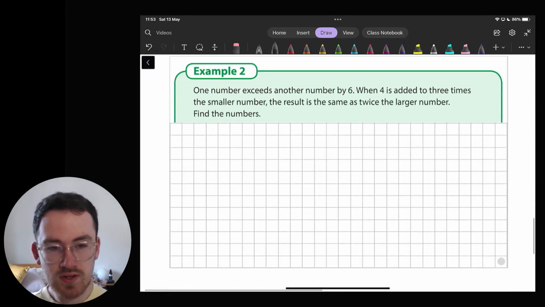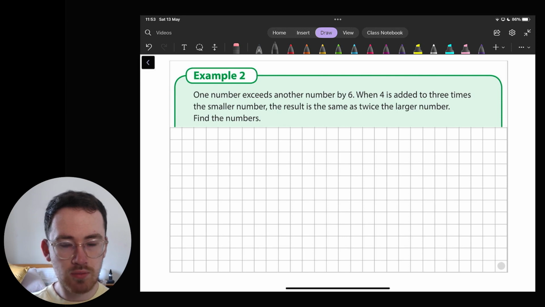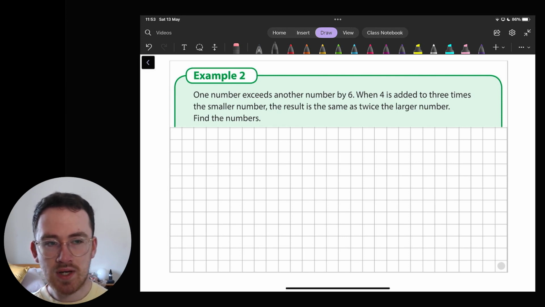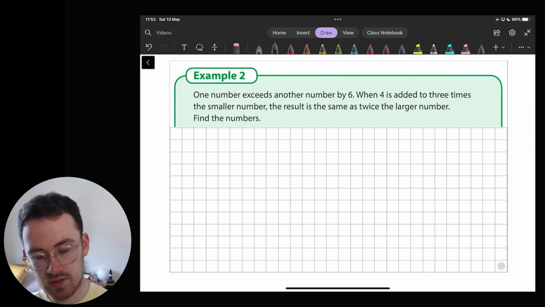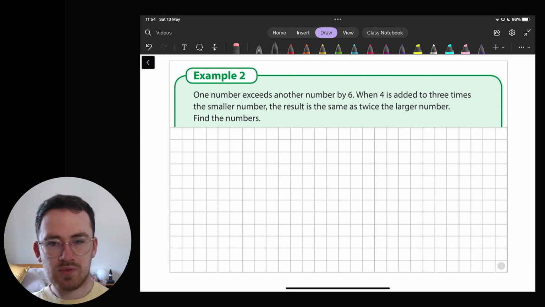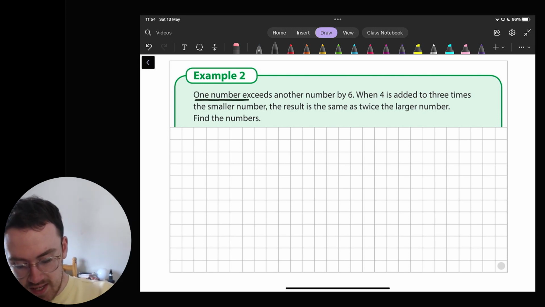So looking at another example now: one number exceeds another number by 6. When 4 is added to 3 times the smaller number, the result is the same as twice the larger number. Find the numbers. Okay, there's a lot going on here. So we have two numbers in this question. We have one number which exceeds another number by 6.